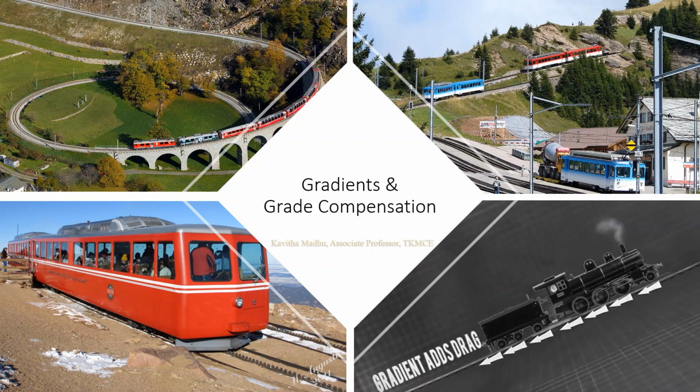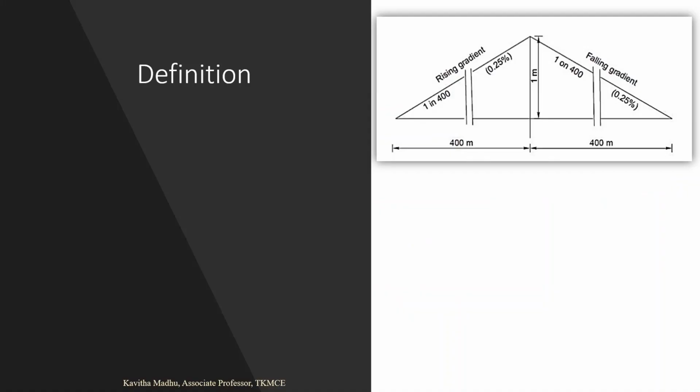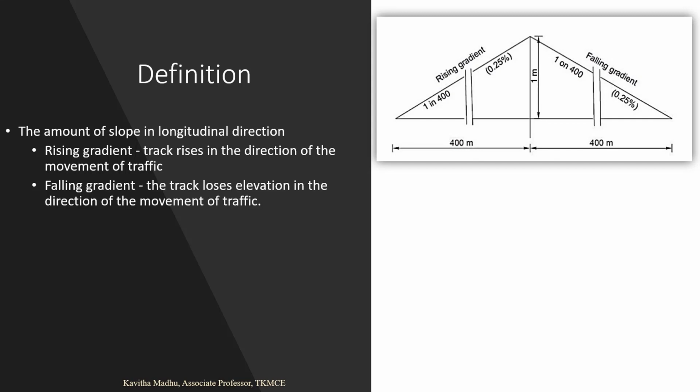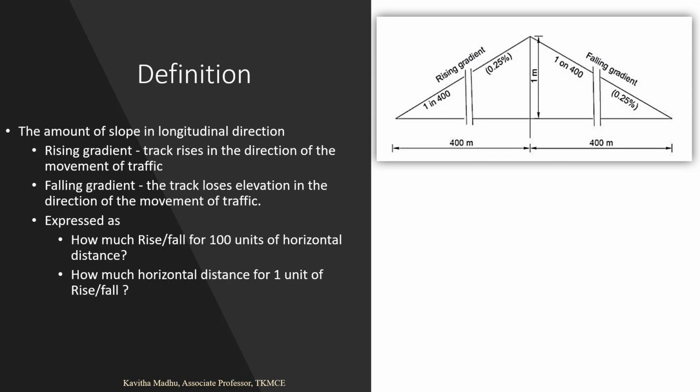Welcome you all to this video. Let's see the definition for a gradient. Any departure of the track from the level is known as the grade or gradient. There are different means of representing that. An upward or rising gradient is one where the track rises in the direction of movement of the traffic, and a downward or falling gradient is one where the track falls in the direction of traffic movement.